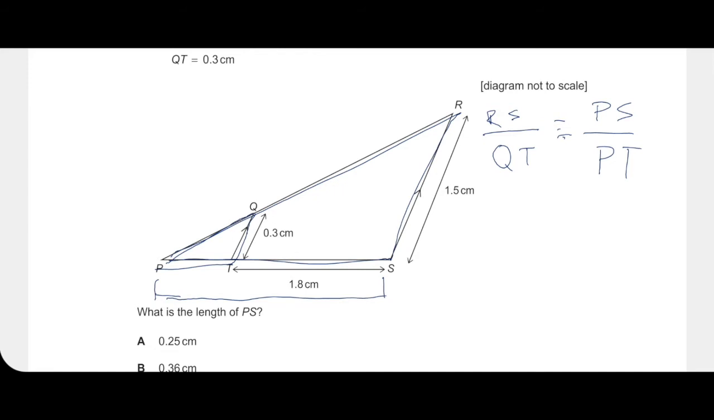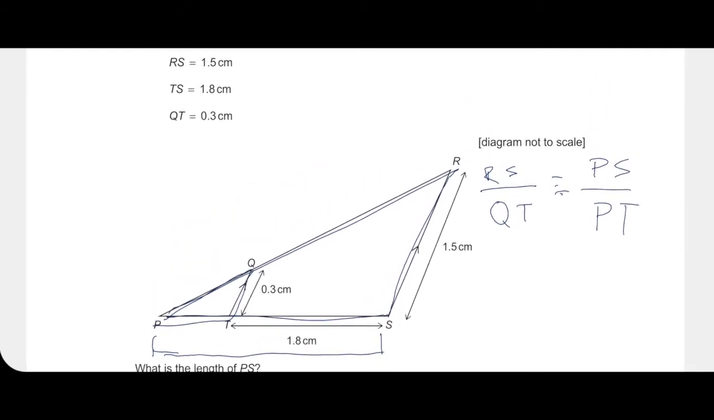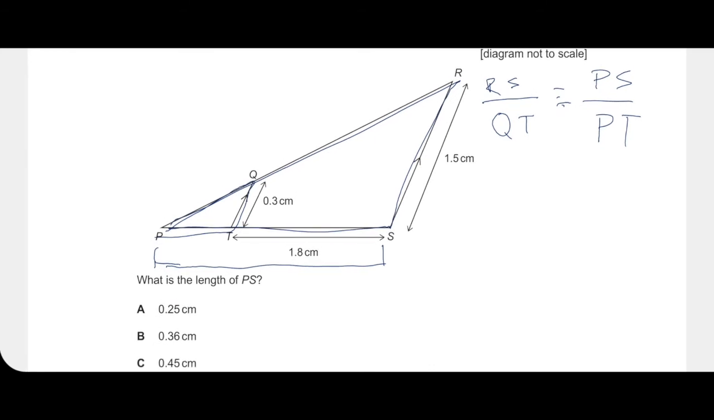Okay. So let's now sub in the values that we have at the top of the question. So 1.5 over 0.3 is equal to PS. And what is PS made of? PT and TS. So let's write PT plus 1.8 over PT.